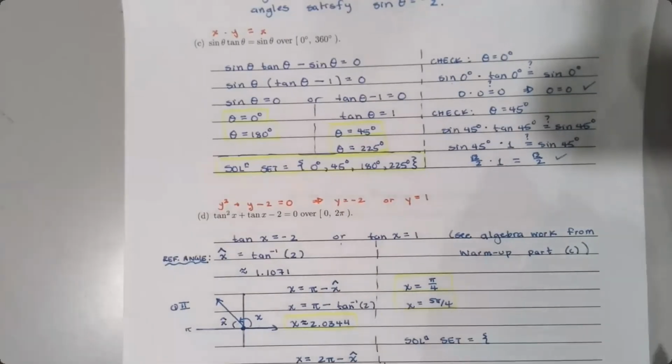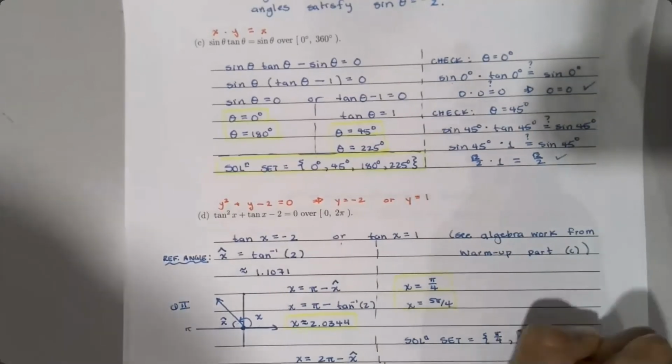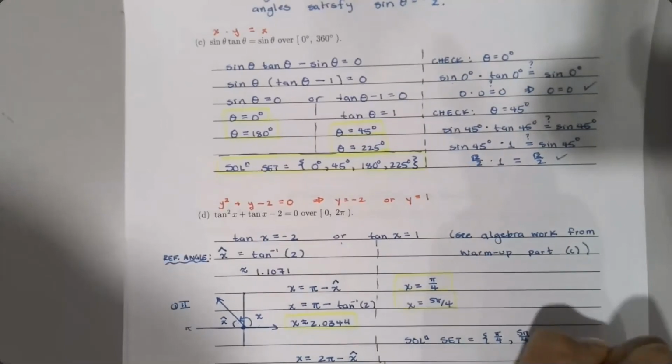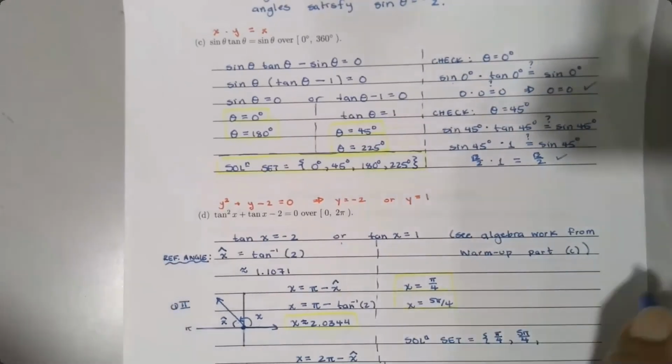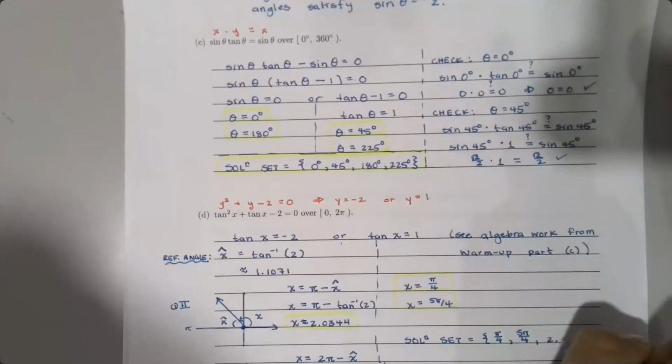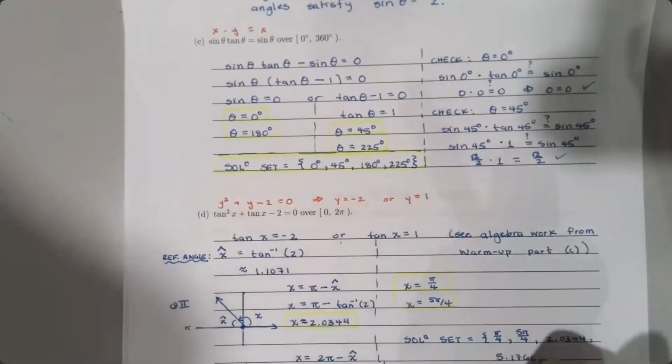Okay, so if we were to write the solution set, we can start by listing out the radians. So pi over 4, 5 pi over 4, or I should say the radians of all big pi. Then we'll list out these. So it's 2.0344 and 5.1760.